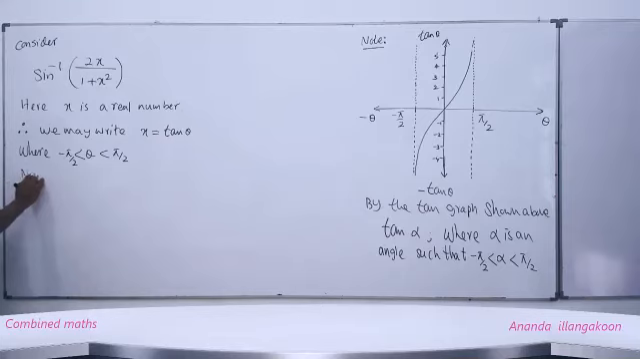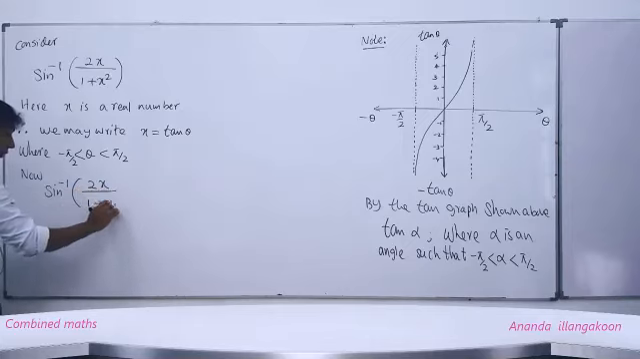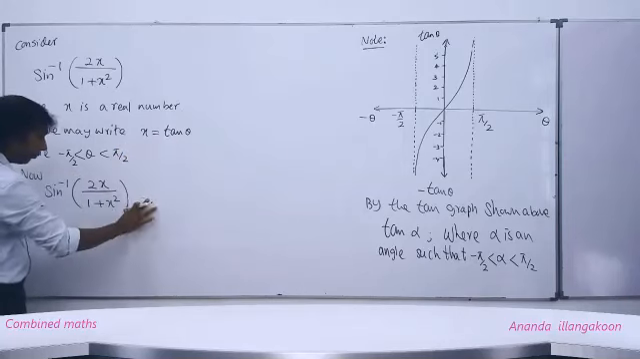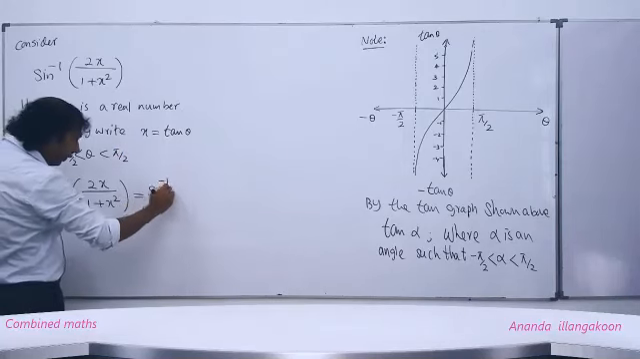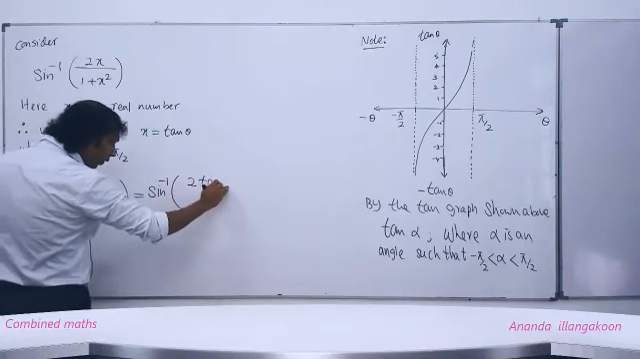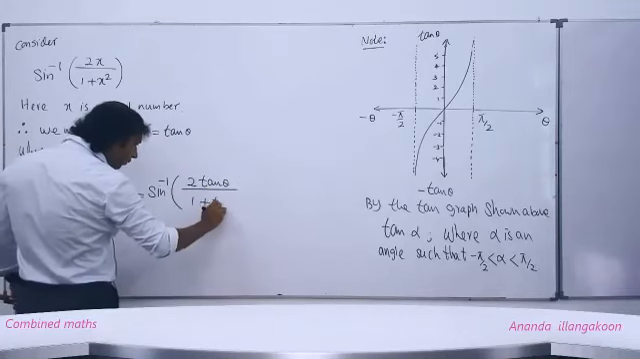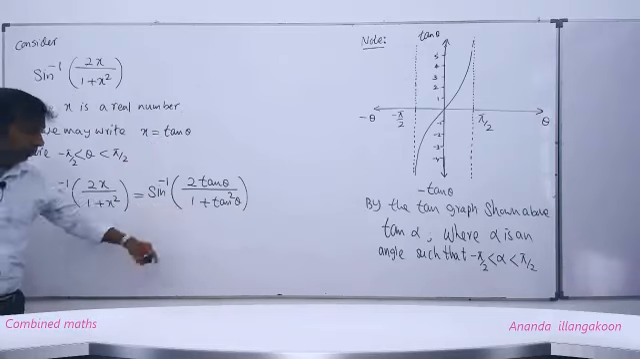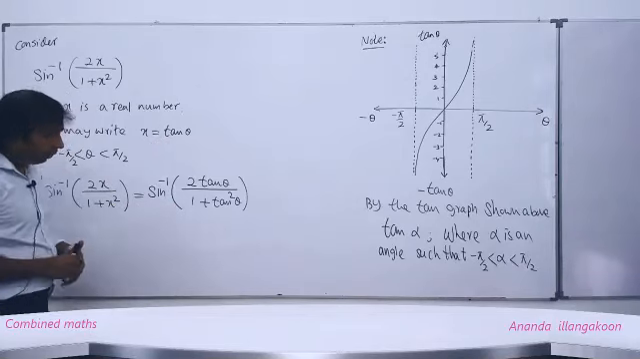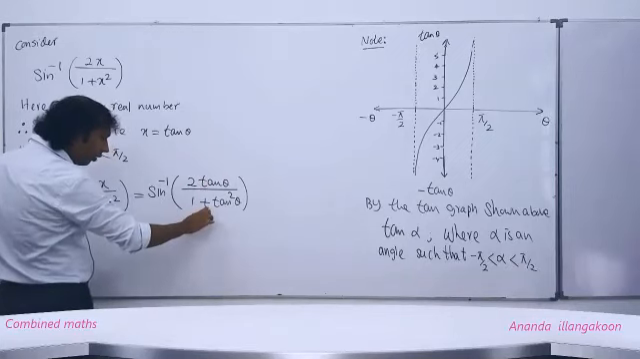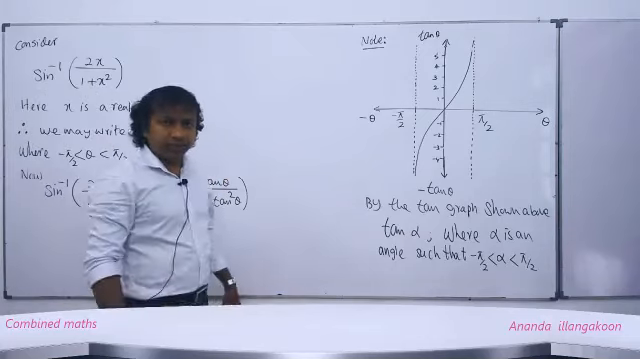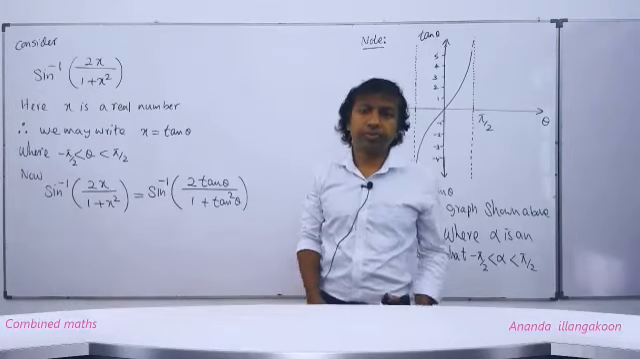Now we can write sin inverse of 2x upon 1 plus x square. It is equal to, I substitute for this x, sin inverse of 2 tan theta divided by 1 plus tan square theta. I substitute tan theta for this x. Now tell me, what is 2 tan theta divided by 1 plus tan square theta? What are they? Tan 2 theta. What?